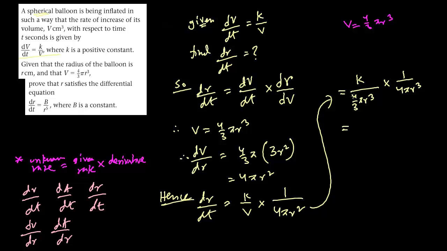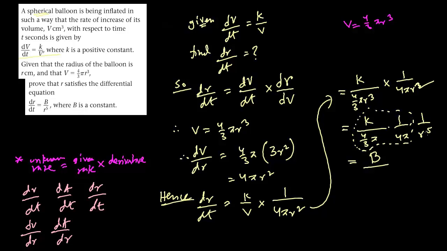What we can do is take all the constants together. k is a constant, 4 by 3 pi is a constant, 4 pi is a constant. So we can take all the constants together: k, 4 by 3 pi, multiplied by 1 by 4 pi, multiplied by r cubed into this r squared, that is going to be 1 by r to the power 5. We can take all these constants, these are all numbers, as an arbitrary constant b divided by r to the power 5. So dr by dt equals constant divided by r to the power 5.